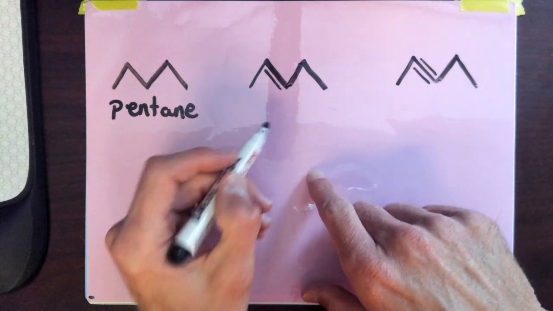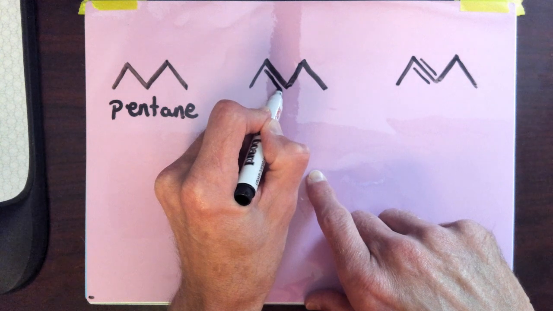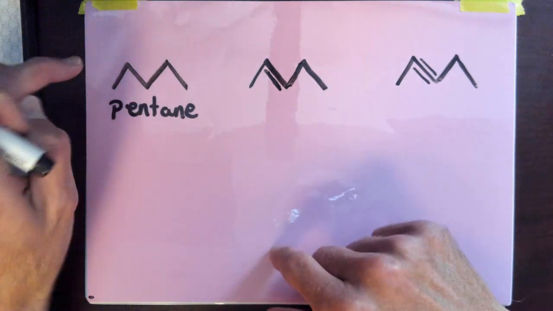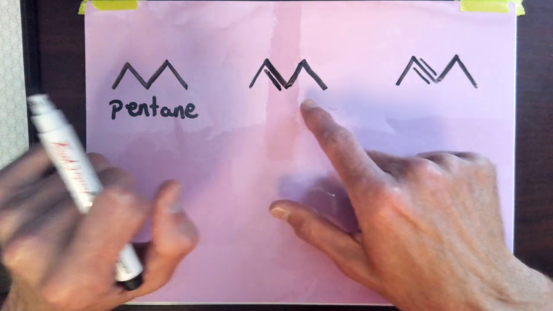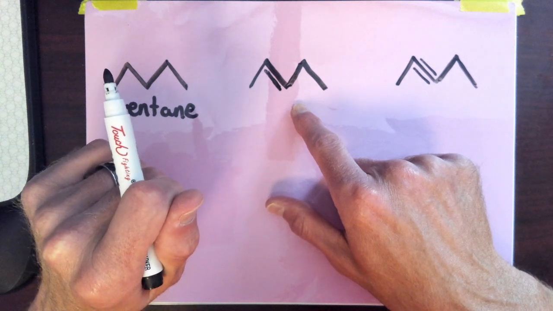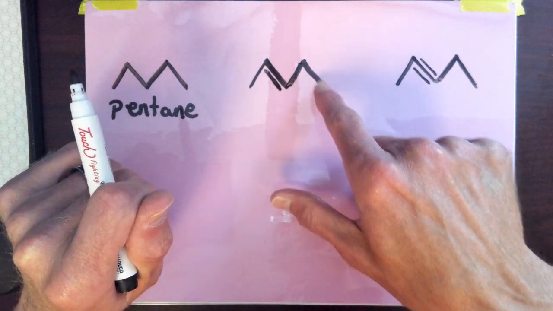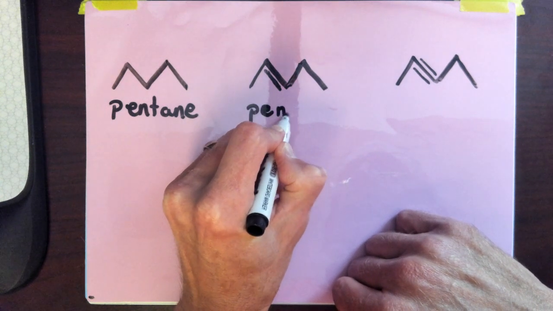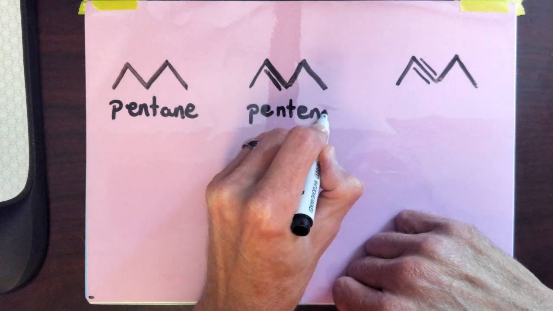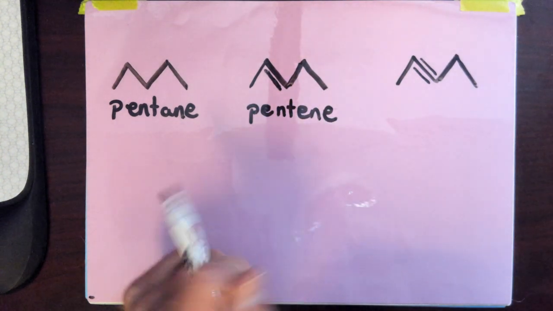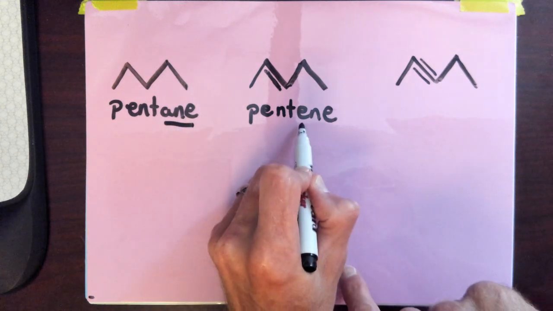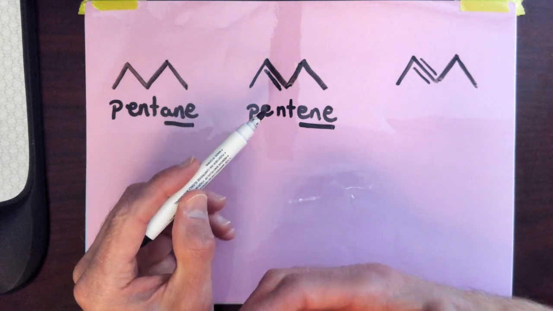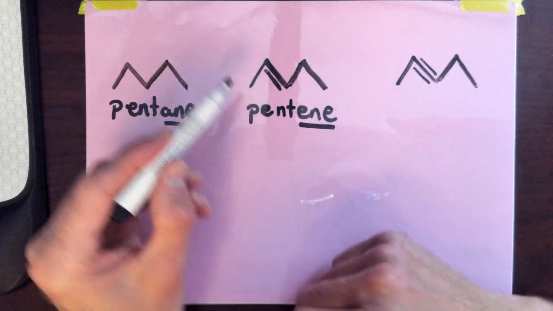Now, when a double bond appears, we're looking at an unsaturated hydrocarbon. Where we have all single bonds, we have saturation; this is unsaturated. Again, it's 5 carbons, so it would be pentane, but once we have the double bond present, then it becomes pentene. So the ane becomes ene. Now we have to give the location of the double bond.